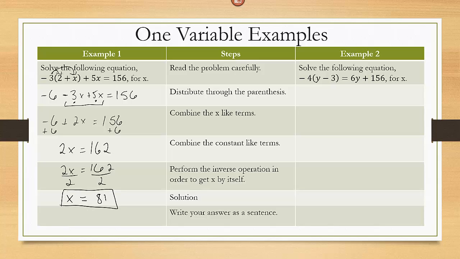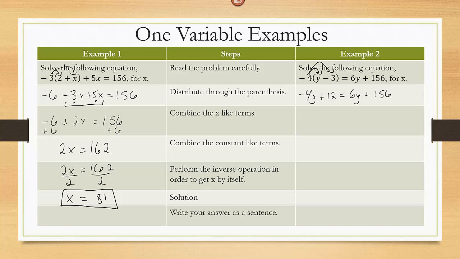Okay, now on to our second example. We're going to distribute through the parentheses first. So we're going to have negative 4 distributed to the y, and distributed to the negative 3. So negative 4 times y is negative 4y. Negative 4 times negative 3 is positive 12. And that equals 6y plus 156.